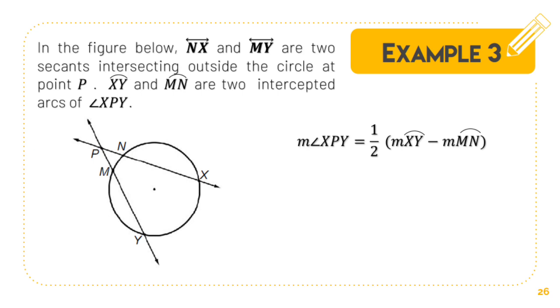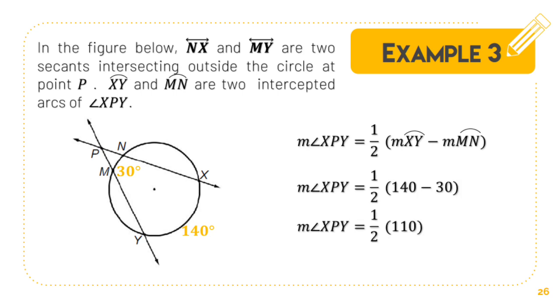So given that the measure of arc XY is 140 and the measure of arc MN is 30, then we may solve the measure of angle XPY as 140 minus 30 multiplied by 1/2, which will give us the measure of angle XPY, which is 55 degrees.